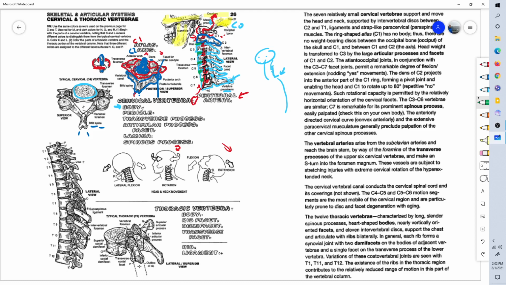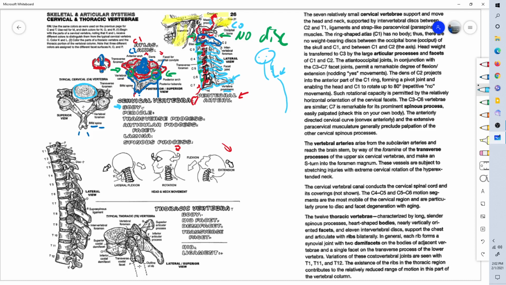Now, one thing to notice, you will not see a disc between C1 and C2. No disc between C1 and C2. No disc right here. They are just two facets gliding on one another. Two facets here, an inferior superior facet here, inferior and superior facet here of C2, and they simply rotate and glide on one another.